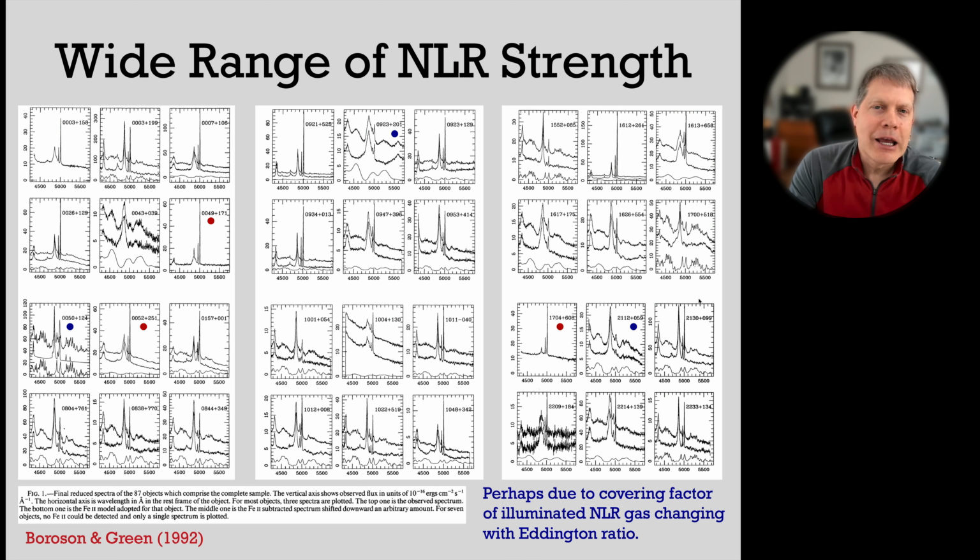This relates to eigenvector 1, which I will speak about more a little bit later today. And this may be due to the covering factor of the illuminated NLR gas changing with the Eddington ratio. You may tend to focus the radiation more intensively at high Eddington ratios, leading to a decline in the NLR line strengths.